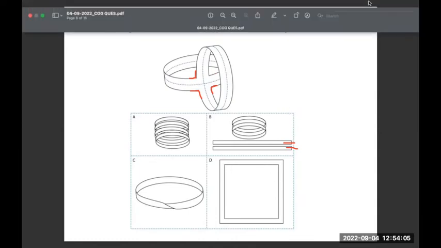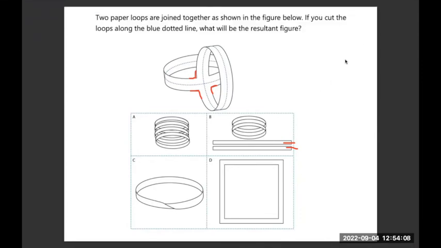Okay. Is that clear? Can you just mark D as the answer? I have to mark D as the answer. Okay.